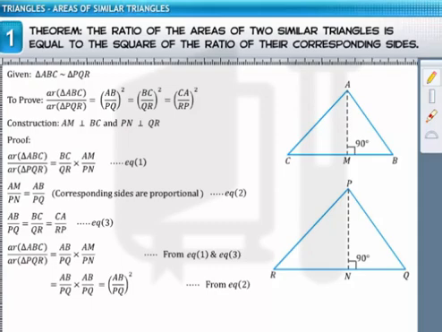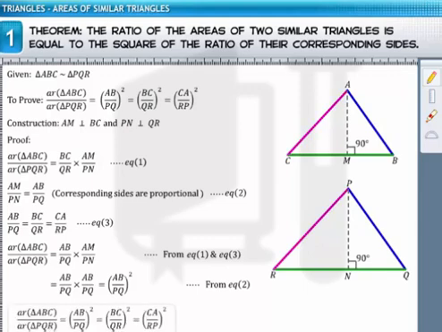Thus, we have proved that the ratio of the areas of triangles ABC and PQR is equal to the square of the ratio of sides AB and PQ. Please note, side AB and side PQ are corresponding sides of the similar triangles ABC and PQR. We can similarly prove for the other pair of corresponding sides BC, QR and CA, RP. Hence, we have proved the theorem, which states that the ratio of the areas of two similar triangles is equal to the square of the ratio of their corresponding sides.